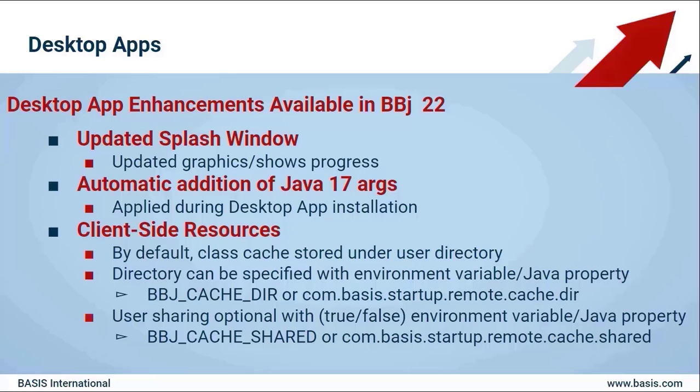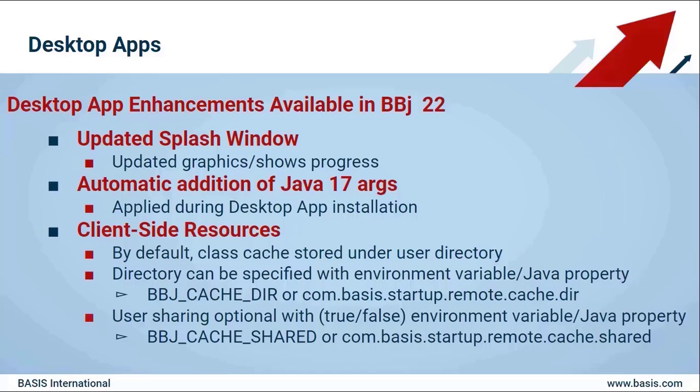By default, remember we were saying we still have a cache on the client to make it really fast, so it's already there, it doesn't have to download it again. By default, this cache is stored on the user directory. Well now, if you don't like that under the user directory, you can specify it with an environment variable set on the client or a Java property, which can be specified in the EM for that application. And the environment variable is called BBJ cache dir, or the Java property is the com.basis.startup.remote.cache.dir property.